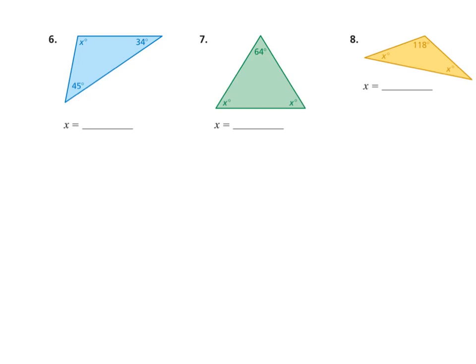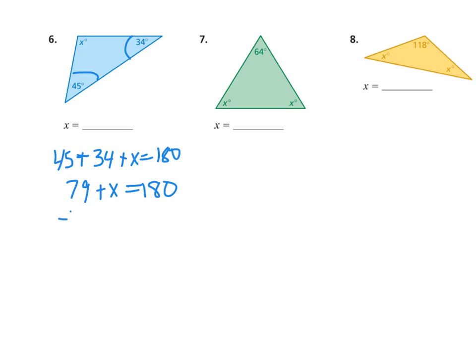All right, let's look at number 6. We have 45, 34, and x. So I'm going to say 45 plus 34 plus x equals 180. So 45 plus 34 equals 79 plus x equals 180. So now I subtract 79. So x equals 101.